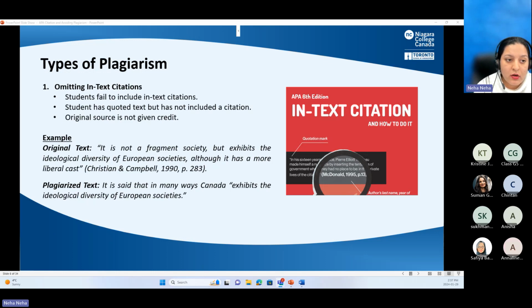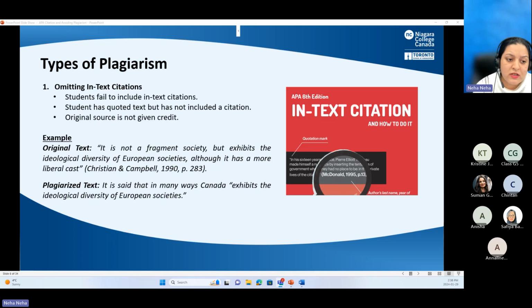The first one is omitting in-text citations. It happens when students fail to include in-text citations. Sometimes students quote the text but have not included a citation, so the original source is not given credit. Let me show you an example.